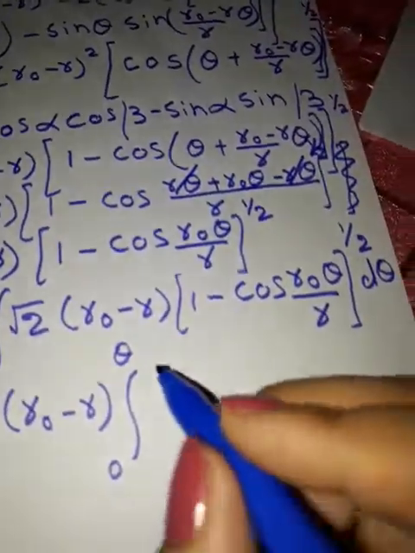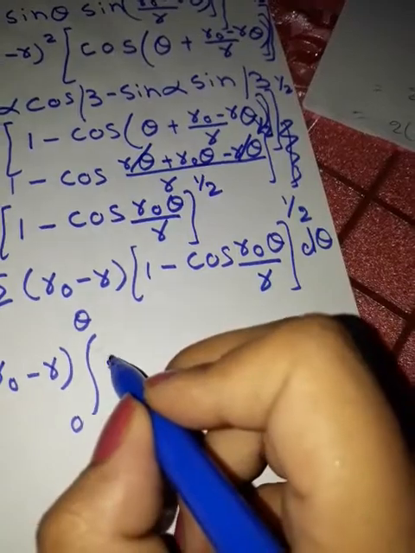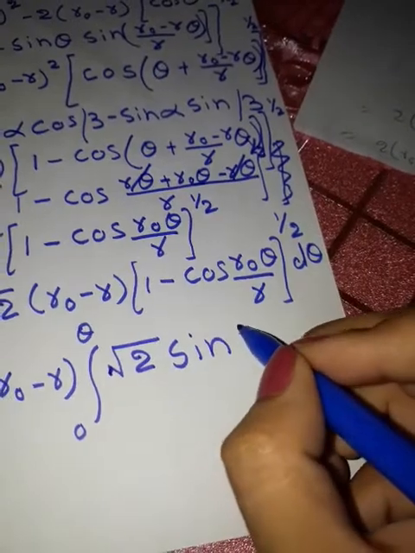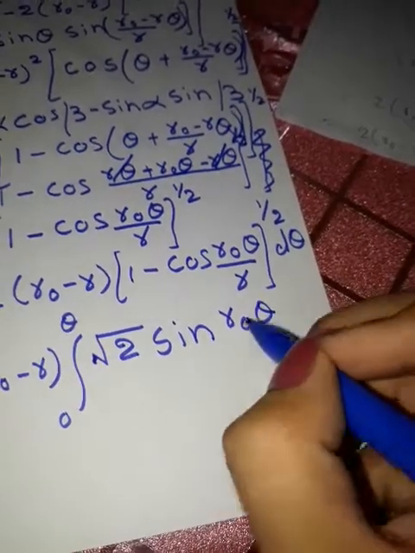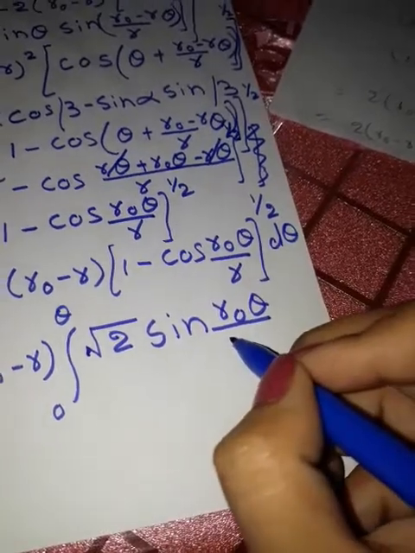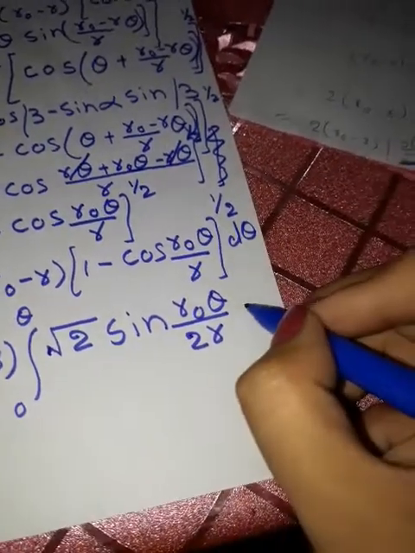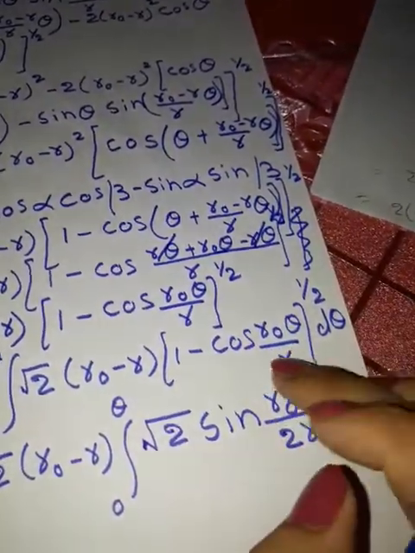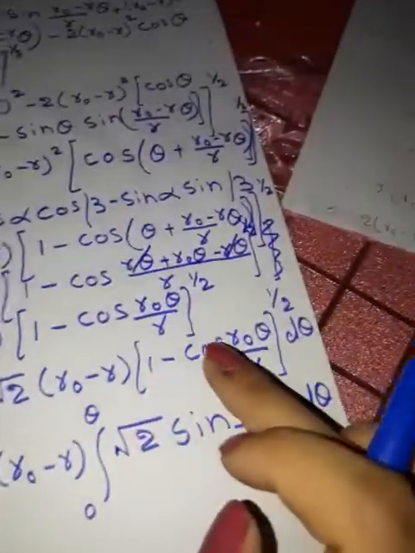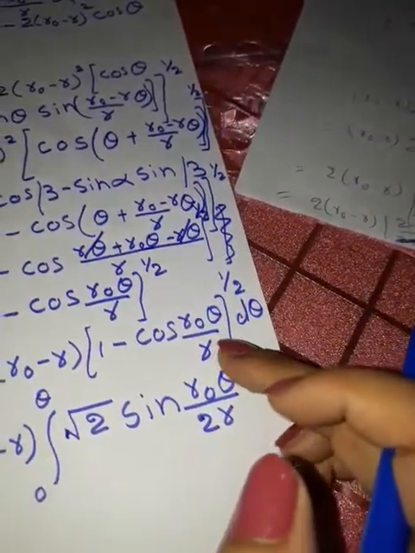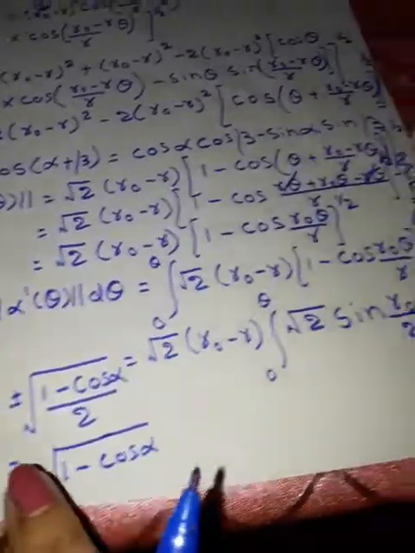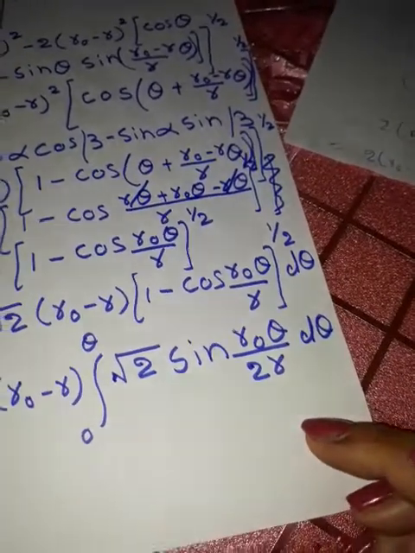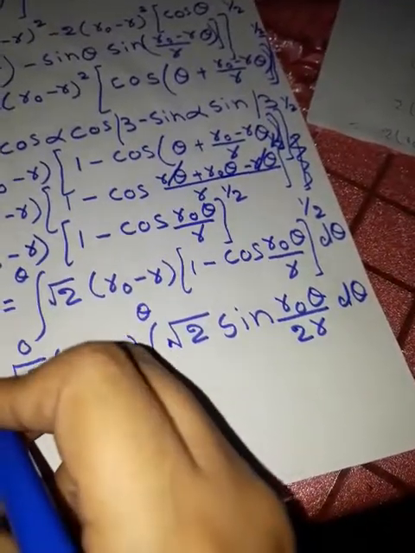So what I have here is under root 2 sin of r naught theta divided by 2r, because for the given case alpha is r naught theta divided by r, and here is sin alpha by 2, so I have sin of r naught theta divided by 2r. Now I can easily find the integration.